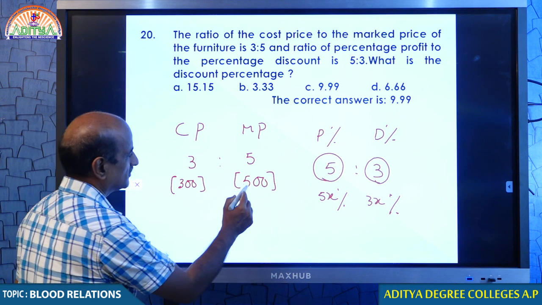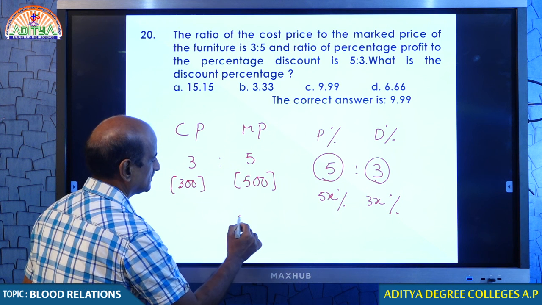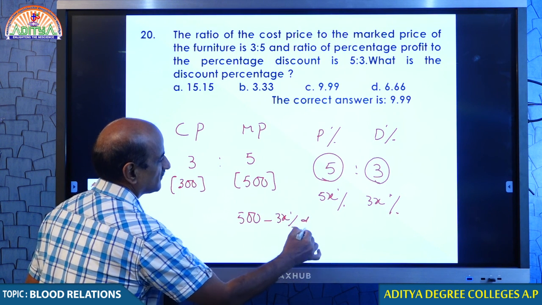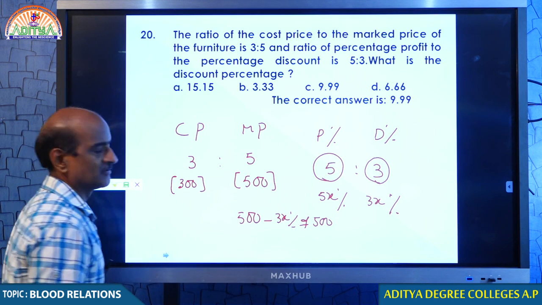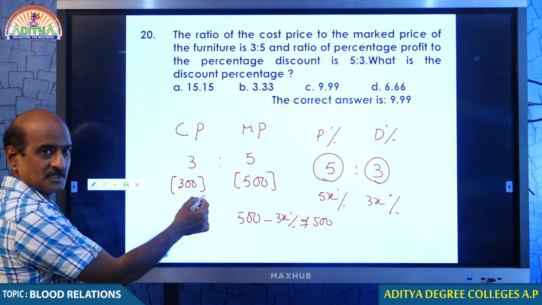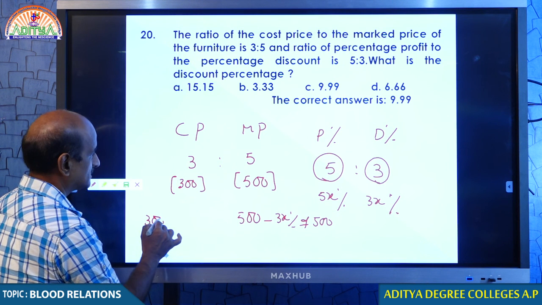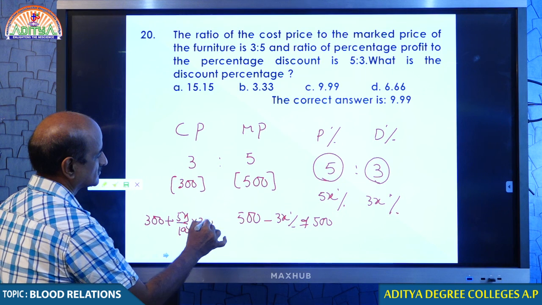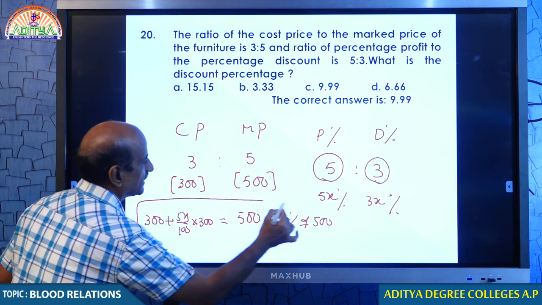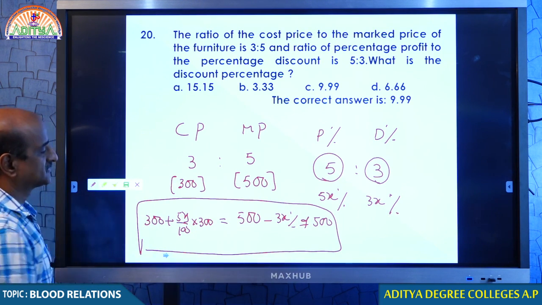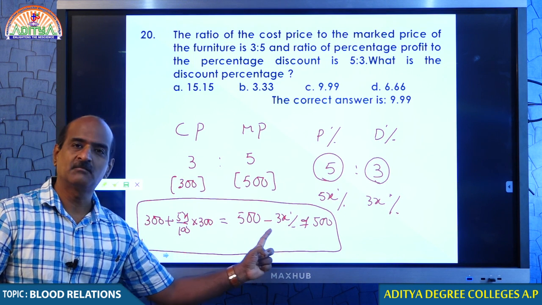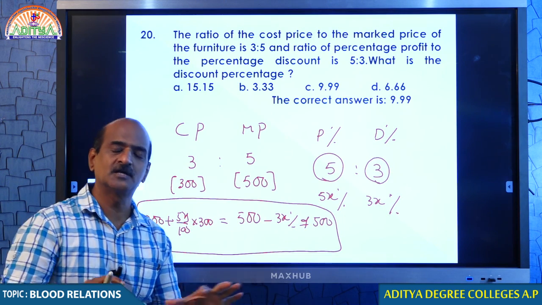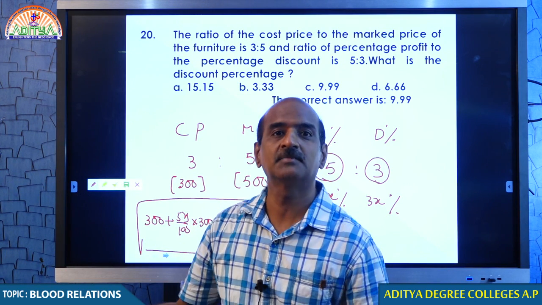Students, discount percent should be taken off from market price. 500 minus 3x percent of 500. If you reduce that, you will get the selling price. Profit percent should be added to cost price. Discount should be taken away from market price. Profit should be added to cost price. If you remove the discount, you will get the selling price.